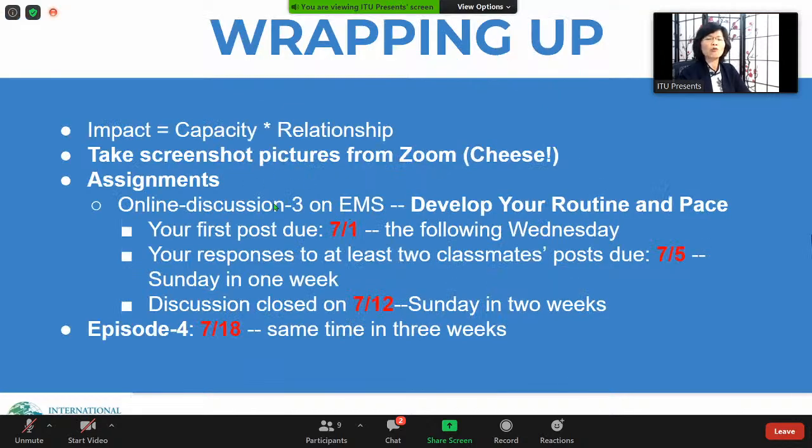Before that, I want to wrap up. After the break, we'll come back for networking, right? It's all about capacity and relationship. And actually, Dr. Chowdhury mentioned the importance of finding a network, extending the research, and exchanging ideas.